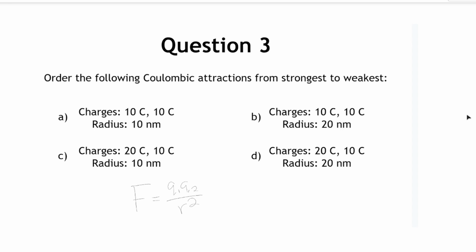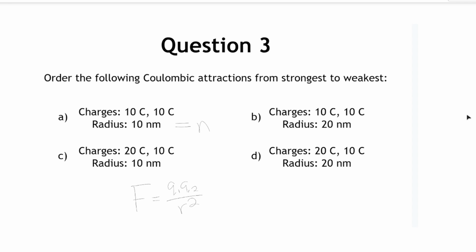This next problem asks us to order the following Coulombic attractions from strongest to weakest. I've written Coulomb's law, which is force equals charge 1 times charge 2 over radius squared. Let's start off by looking at A. Before doing any math, let's see if we can qualitatively analyze this problem. Let's let A be our control group. So we'll let this force equal N.